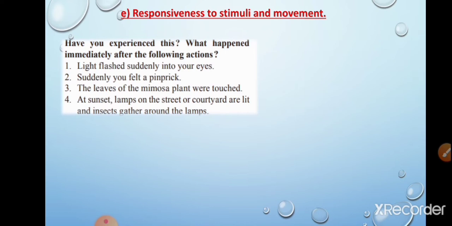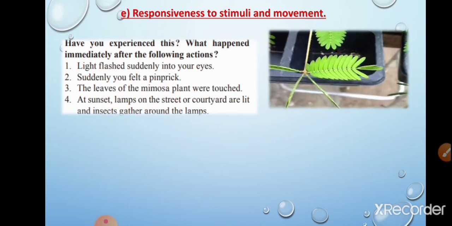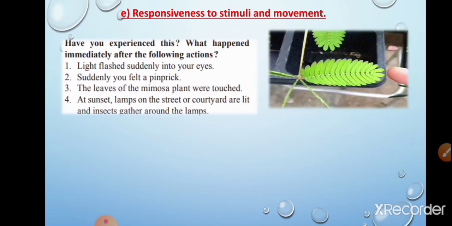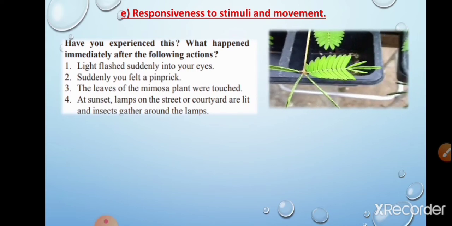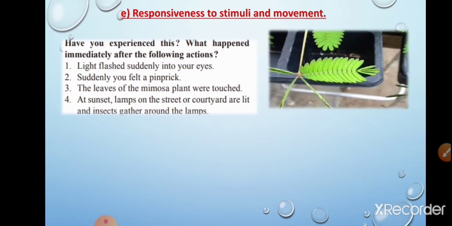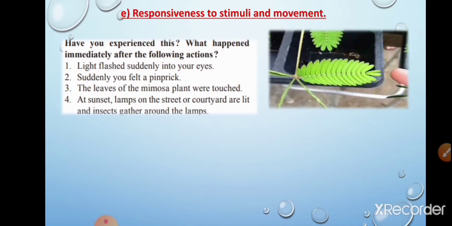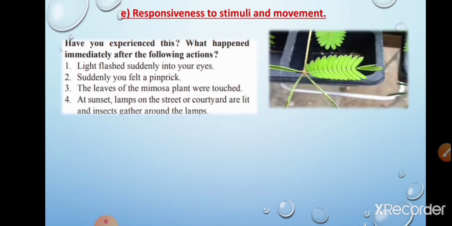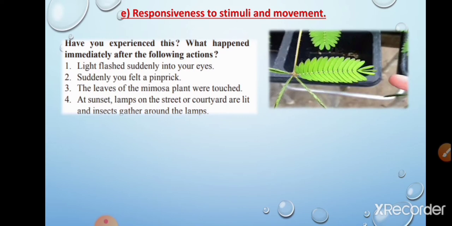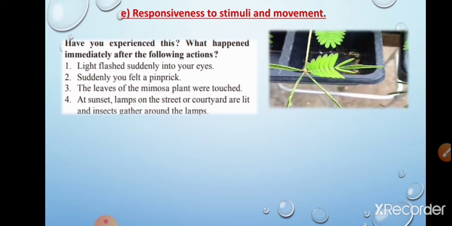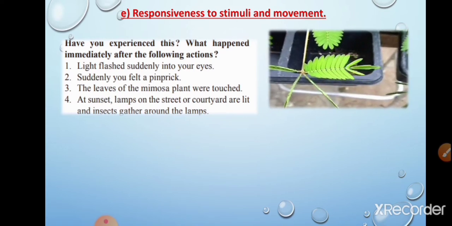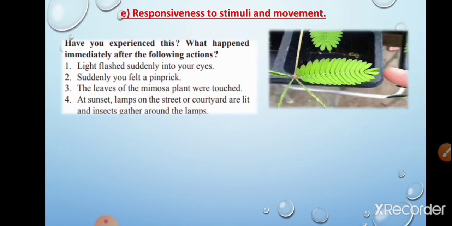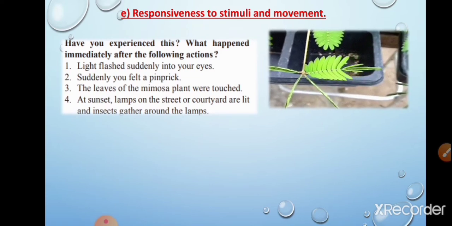Third one, the leaves of the mimosa plant were touched. Here in this picture you can see a mimosa plant. Yes, it is also called shame plant or touch-me-not plant. This plant's leaves fold inward and droop when touched or shaken, defending themselves from harm, and reopen a few minutes later. And the last action is at sunset, lamps on the street or courtyard are lit, and insects gather around the lamps because these insects get their direction from the light.